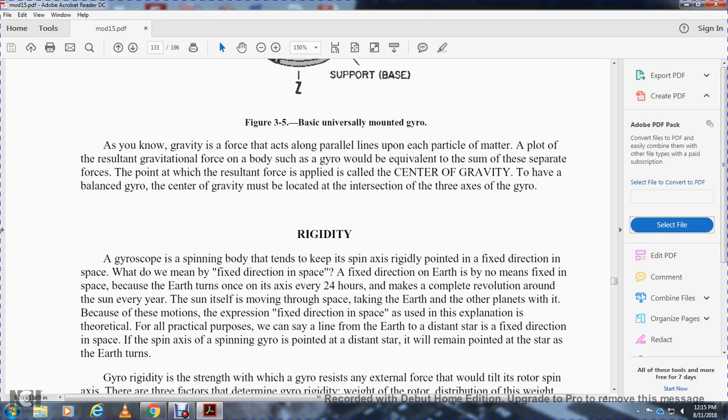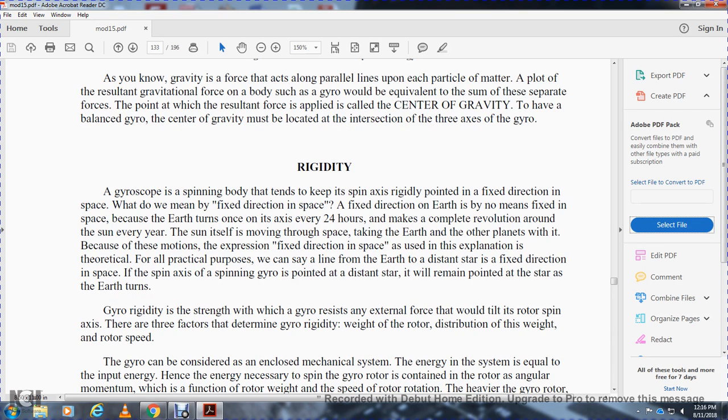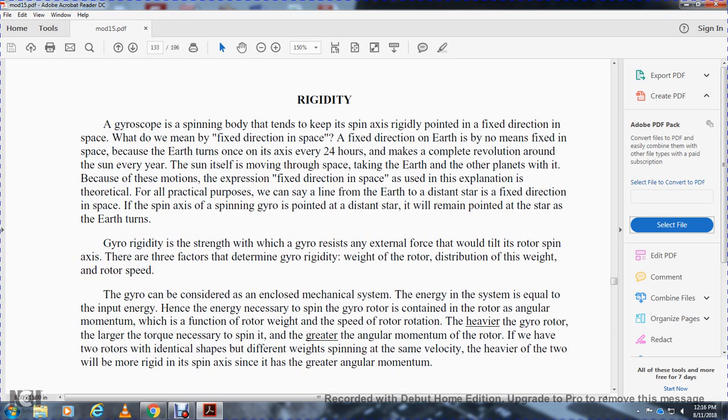For the purpose of this explanation, we can say that a line from the earth to a distant star is a fixed direction in space. The spin axis of a spinning gyro pointed at a distant star will remain pointed at the star as the earth turns. Gyro rigidity is the strength of the gyro's resistance to external forces that would tilt the rotor's spin axis. Three factors determine the gyro rigidity: the weight of the rotor, the distribution of the weight, and the speed of the rotor.